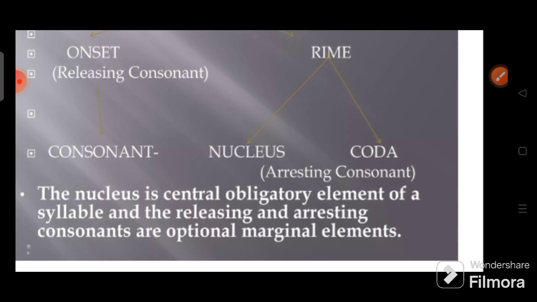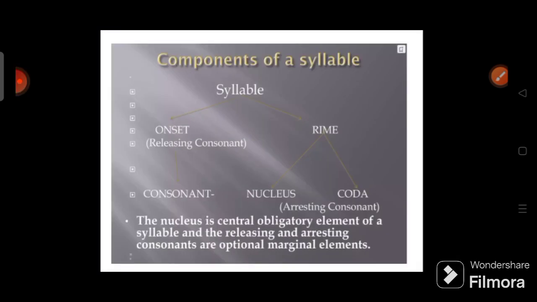You can understand this. The nucleus is the central obligatory element of a syllable, and the releasing and arresting consonants are optional marginal elements. So what does it mean? Without this onset and rhyme, you may still have a syllable, but the most important and obligatory element is the vowel sound. So that we need to remember.